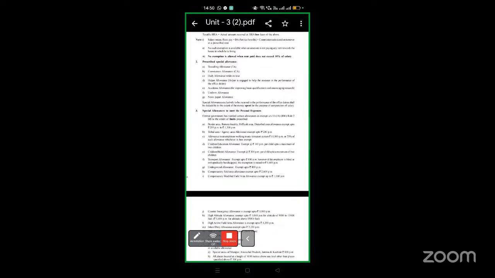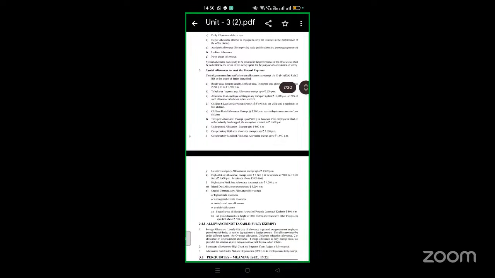Next, partly taxable allowance. The next one is prescribed special allowance. Under that, we have traveling allowance, conveyance allowance, daily allowance, helper allowance, academic allowance, uniform allowance, newspaper allowance. Like this, we have different allowances. If these allowances are given, the unspent amount is taxable and the spent amount is exempted.